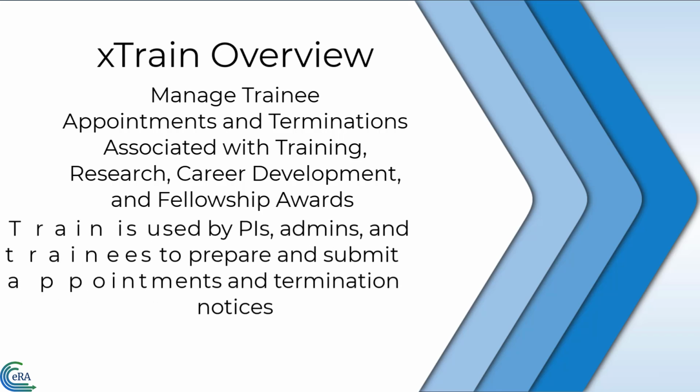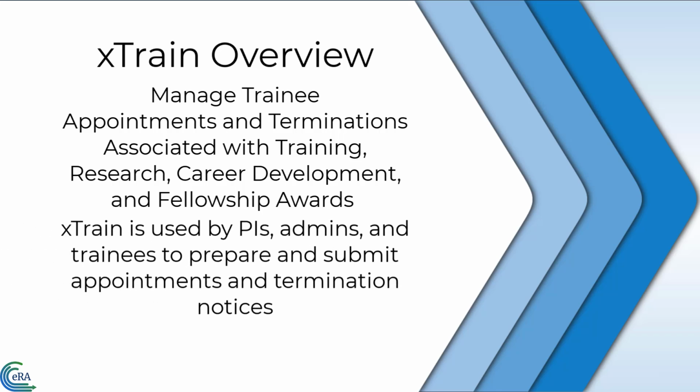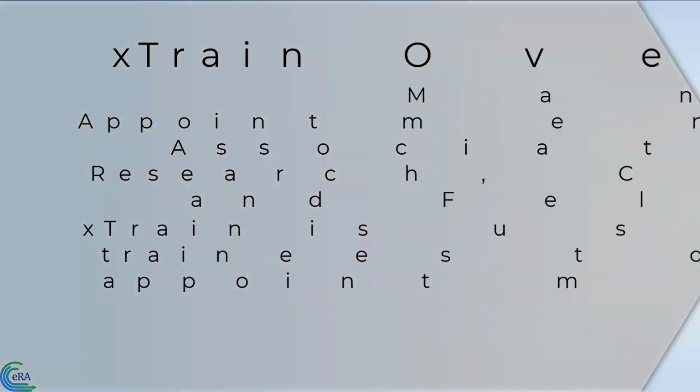xTrain, accessed via ERA Commons, is used by principal investigators, university administrators, and trainees to electronically prepare and submit PHS 2271 Statement of Appointment Forms and PHS 416-7 Termination Notices associated with institutional research training grants.